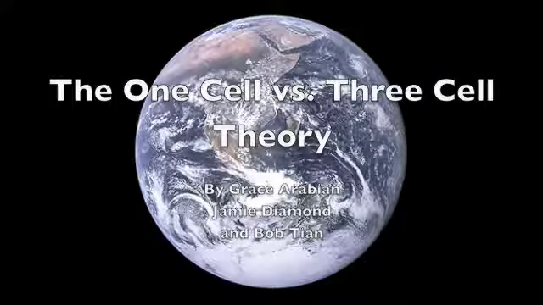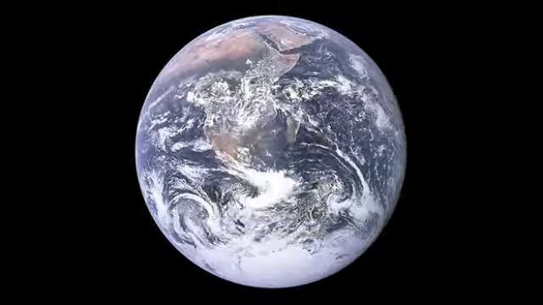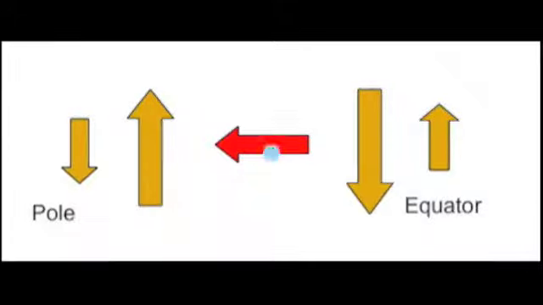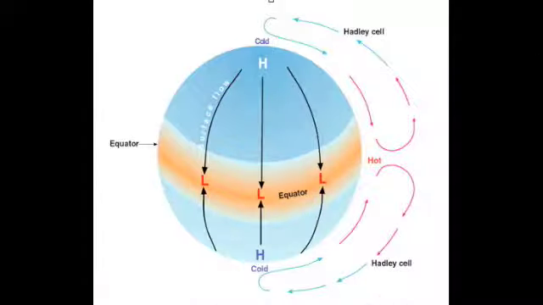The one-cell and three-cell theories are used to explain why more energy is released in the polar region than is received from the sun. In the equatorial region, more energy is received than released. The one-cell theory explains the observation in terms of one large overturning atmospheric cell, where air rises at the equator, moves poleward, and then sinks at the pole.